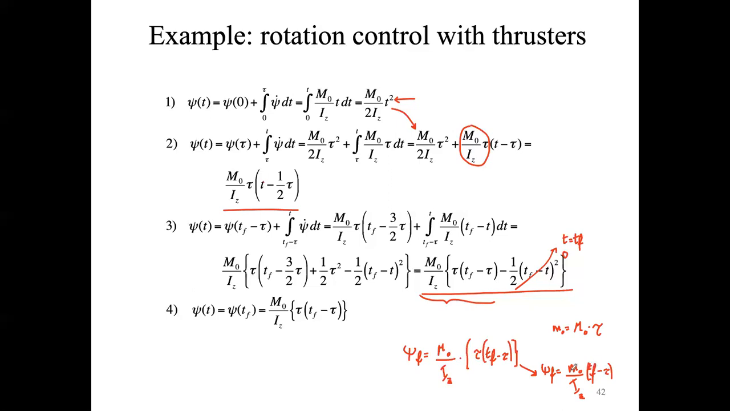Since our goal is to find t final, let me write here, in case you are not considering the impulsive burns of the thrusters, t final will not be only proportional to the final angle times the moment of inertia divided by m0. You will have to add the duration of the thruster maneuvers. So in the real case, the duration of the maneuvers matters in the timing that you need to determine for that specific angle. So let's stop here.